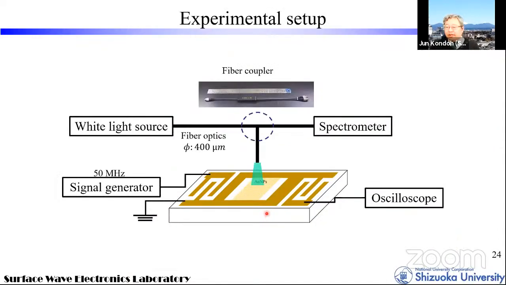Then we measure the interaction of the SHO and the LSPR using this experimental setup. White light is used as a light source, and reflected light is measured in this spectrometer. And for generating the surface acoustic wave, we use a signal generator. The frequency was 50 megahertz and observed using oscilloscope. Also, we used a network analyzer to evaluate the fundamental characteristics of the SHO device.